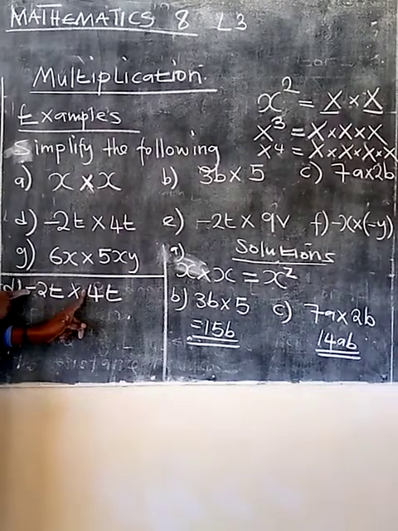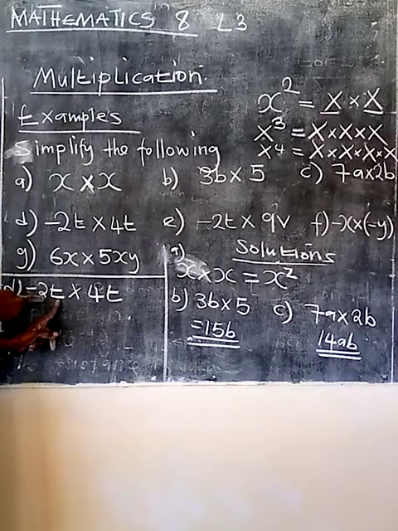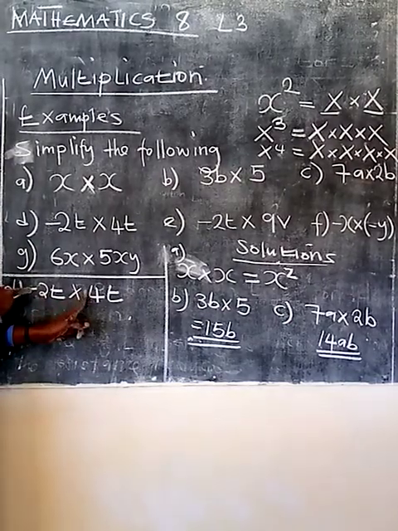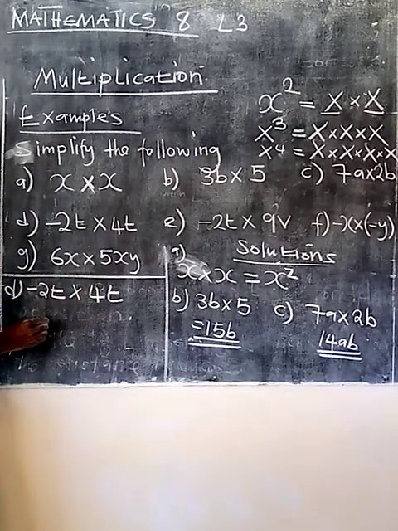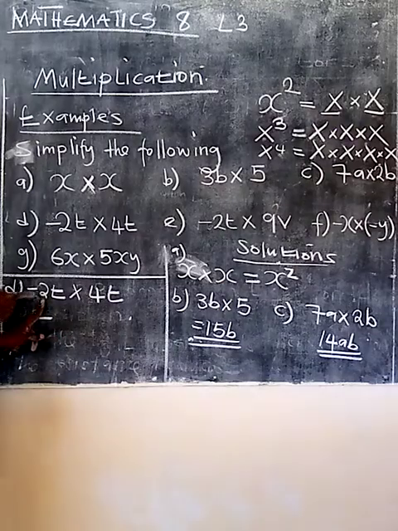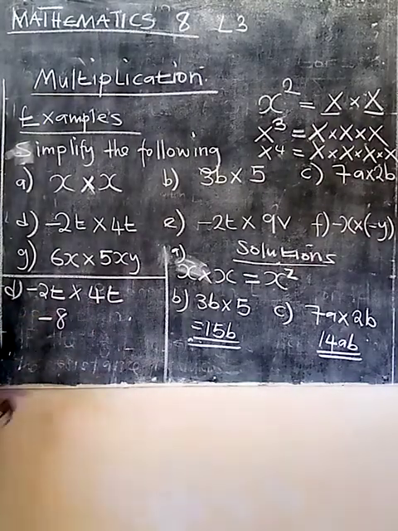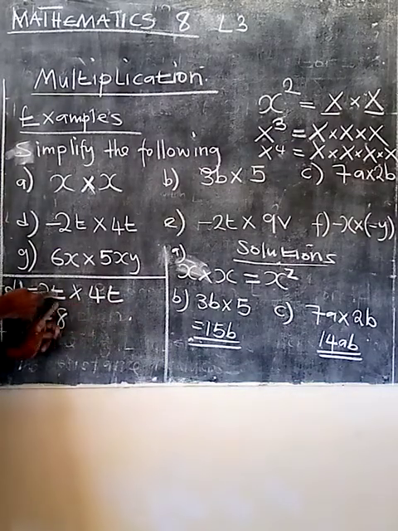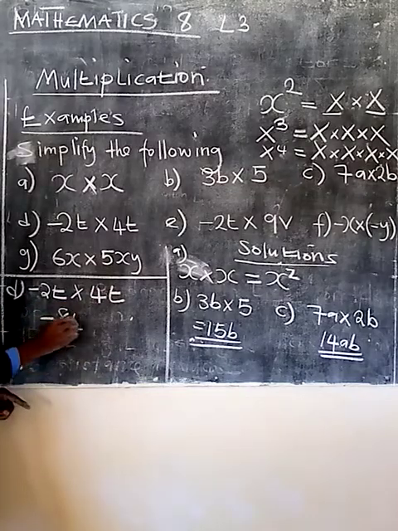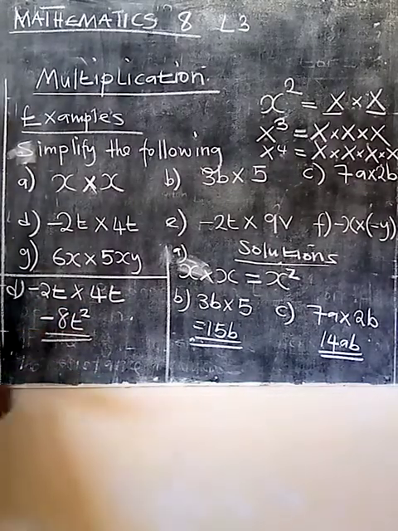So I said that you start with what is at the first position, then second and third. So multiply the signs. Negative times positive, you are going to get a negative. Then you go to the coefficients step by step. 2 times 4, you are going to get 8. Then you go to the variables. t times t, since there are 2 there, you simply say this is t squared. So it ends there.